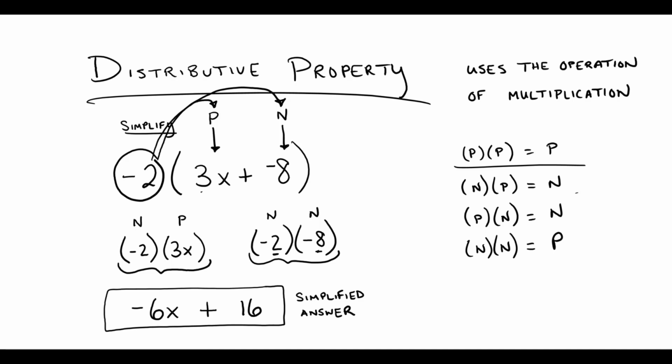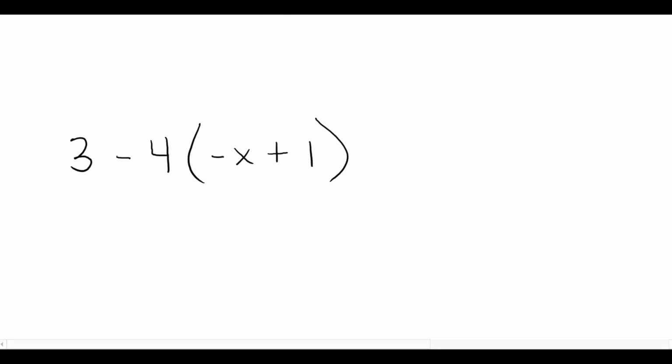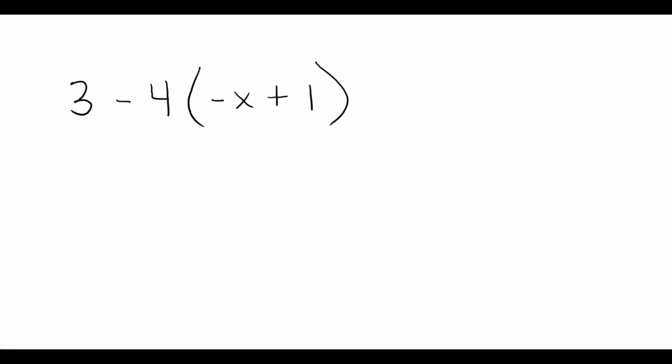So let's take a look at another one that is going to be a little bit different. It's going to look a little bit different on how we should distribute. And again, if we say the word minus, we want to change it. The way that I read this is 3 minus 4 times -x plus 1. I said minus right here, so I'm going to rewrite this. I'm going to actually use my eraser, and I'm going to change it so that I am adding a negative.